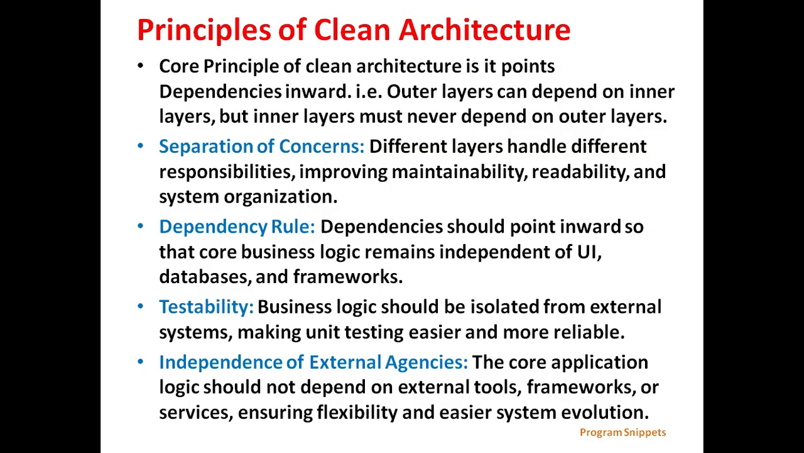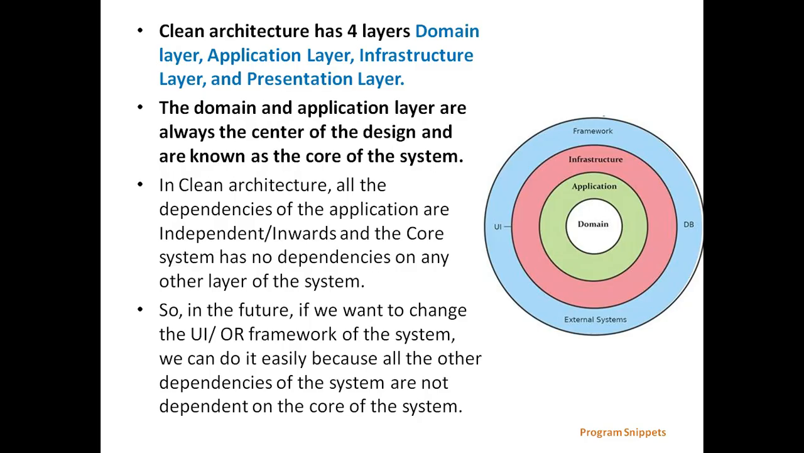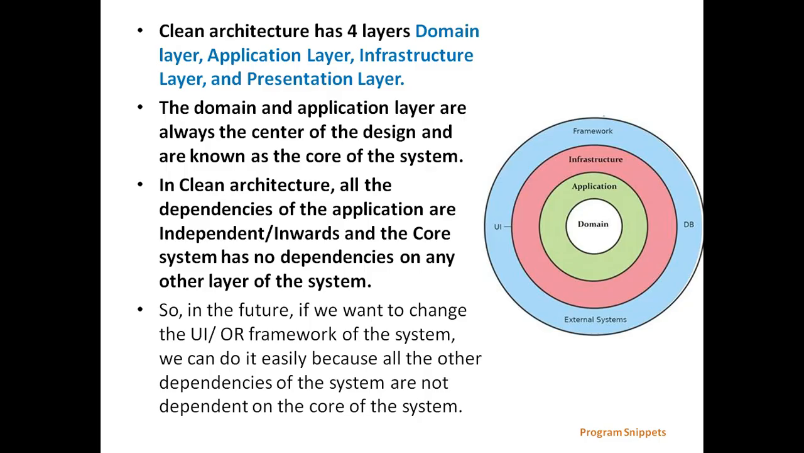And independence of external agencies. The core application logic should not depend on external tools, frameworks, or services, which ensures flexibility and easier system evolution. Clean architecture has 4 layers: domain layer, application layer, infrastructure layer, and presentation layer. The domain and application layers are always the center of the design and are also known as the core of the system. In clean architecture, all the dependencies of the application point inward, and the core system has no dependencies on any other layer of the system.